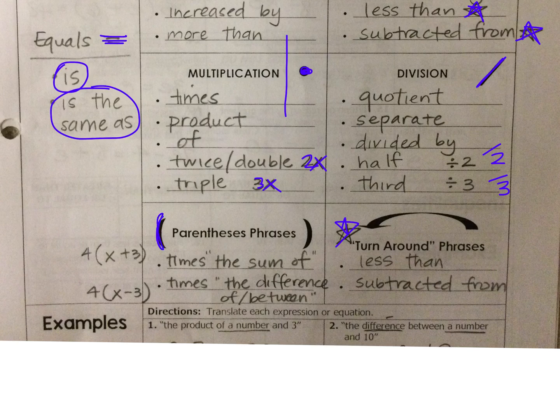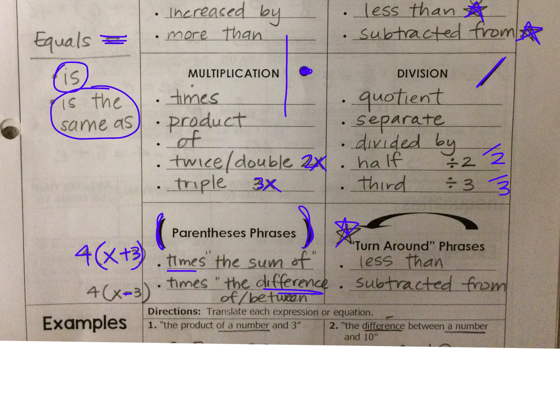We put parentheses around things when it says something like times the sum of x and 3. So I would write 4 times the sum of, so you write that in parentheses like that. The same if it said difference, you would just be subtracting, but you still have those parentheses.